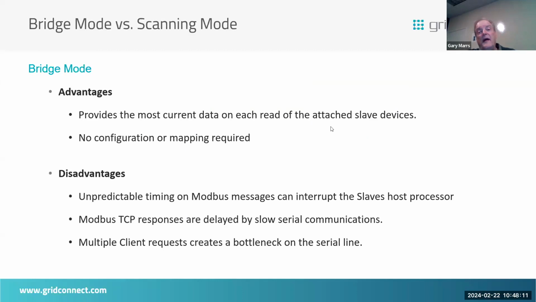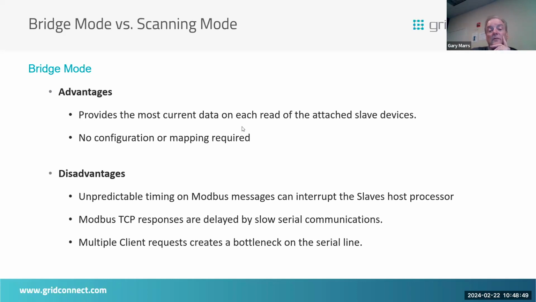So here are some of the advantages and disadvantages of these two modes. With bridge mode, I mentioned you get the most current data, and there's less configuration required. There is some configuration, but generally there's no need to have mapping data between the Modbus messages and the clients. Disadvantages would be unpredictable timing on the slave's host processor. It takes a little longer for Modbus TCP responses to get back to the client.